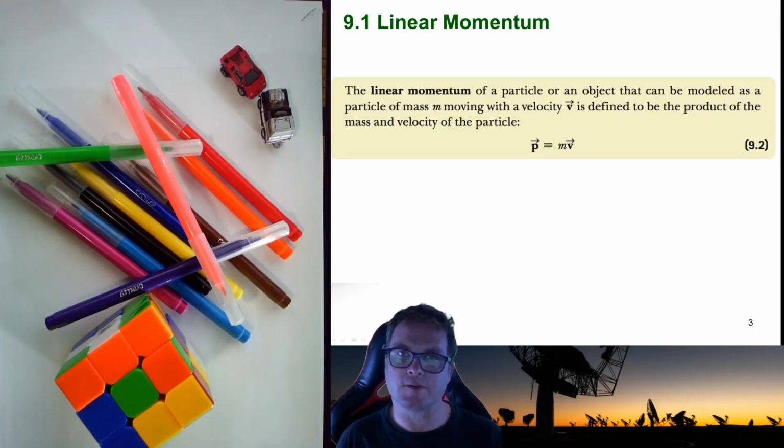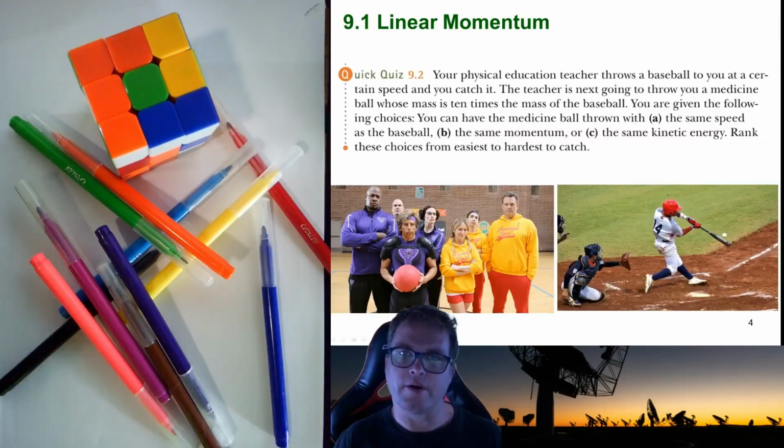For a particle with mass m and velocity v, the momentum is simply the product between the mass and the velocity. You will recall that velocity is a vector, and for this reason momentum is also a vector. Right, so let's have a look at the first problem then.